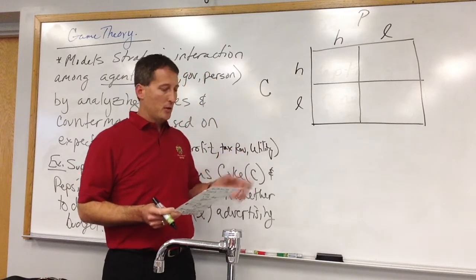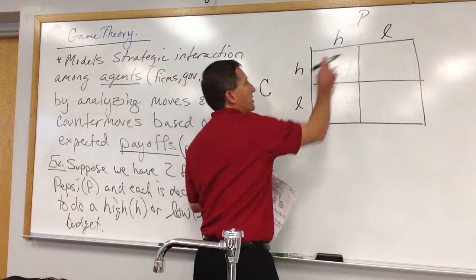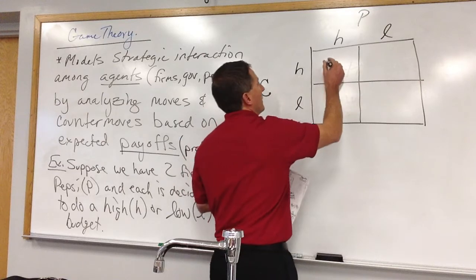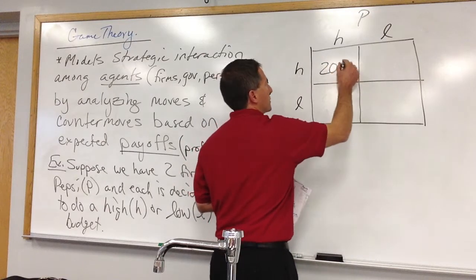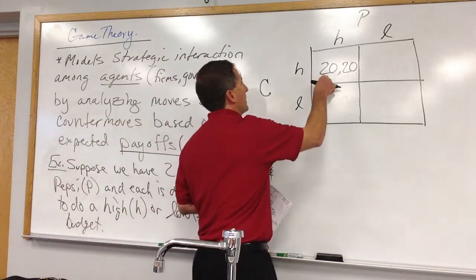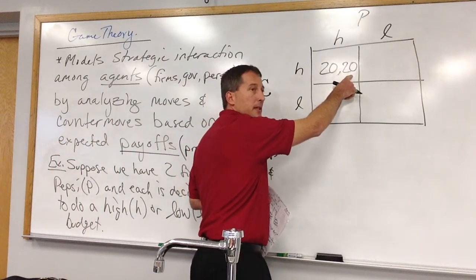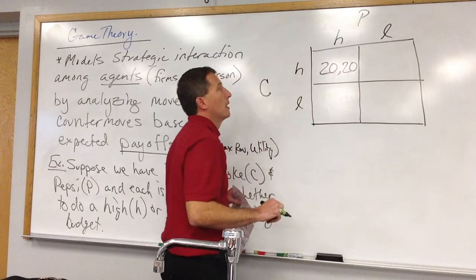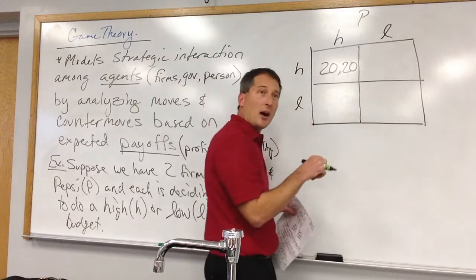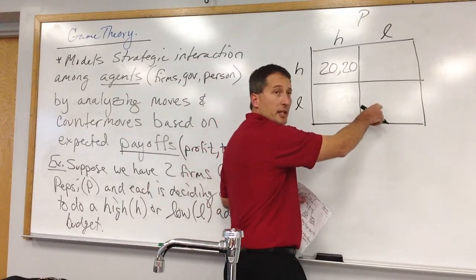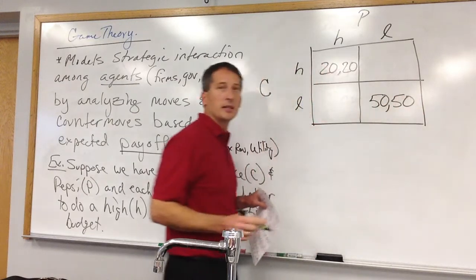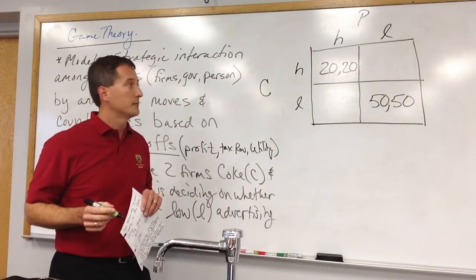All right, so if both companies choose a high advertising budget, to spend a lot of money on advertising, then each will get $20 million of profit. So 20 for Coke, 20 for Pepsi. And if both companies cheap out and go with the low advertising budget, then they're going to make more money. Each firm is going to make $50 million of profit.